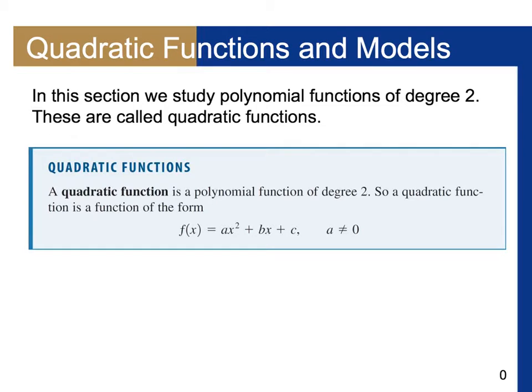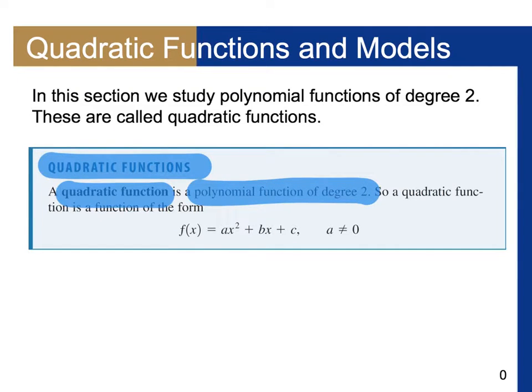So let's look at a quadratic function first. A quadratic function is a polynomial of degree 2. The form is going to be like this: f of x equals ax squared plus bx plus c, where a is the x squared coefficient, b is the x coefficient, and c is the number part by itself. b and c can be 0, but a has to be non-zero because we have to have that x squared term to be a quadratic.